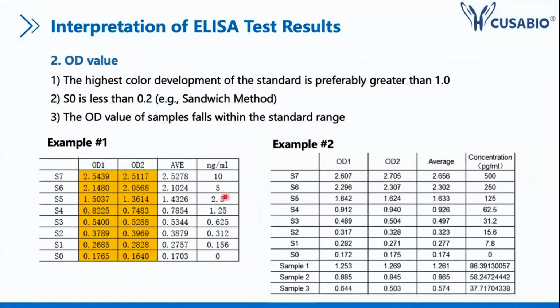And for example 2, we also have 3 samples. You see that the OD values for the samples actually fall within the standard range, meaning that the values are between 0.17 and 2.5. So with the OD values, you can also tell whether the experiment is good or not.